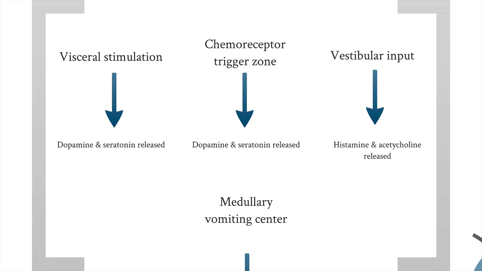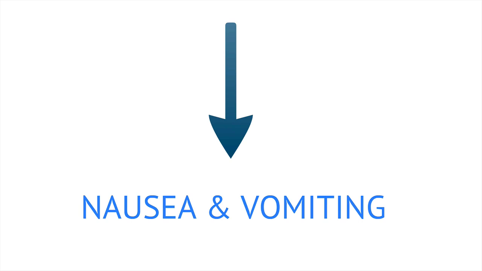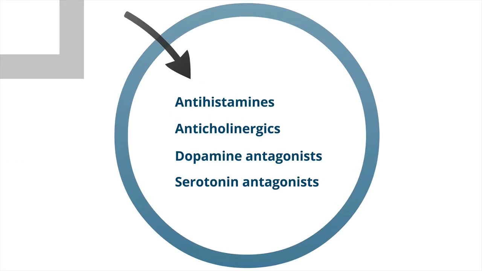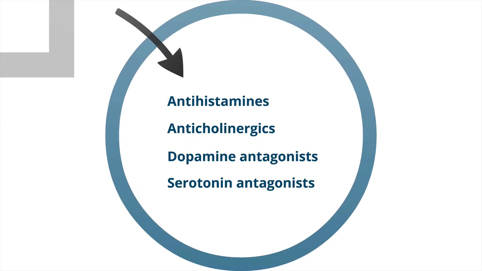Now each of these causes specific release of neurotransmitters. For visceral, we've got dopamine and serotonin. For the CTZ, we've also got dopamine and serotonin. And then vestibular input, we've got histamine and acetylcholine. All of these neurotransmitters lead to stimulation of the medullary vomiting center, which causes nausea and vomiting. Therefore, the drugs that we choose can either target histamine, the cholinergic pathway, dopamine, or serotonin. And that's why each of the drugs we're going to consider has a specific one of these actions.